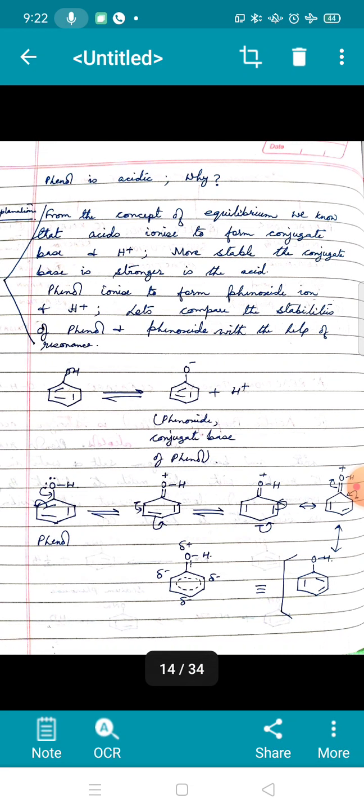So how is phenoxide formed? Phenoxide is formed by phenol donating a proton. So since phenol is donating a proton to attain a more stable phenoxide ion, phenol is an acid.